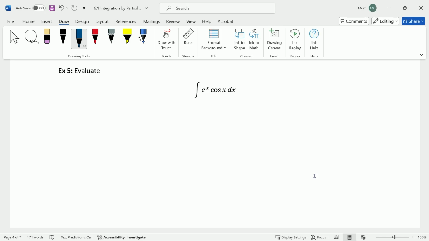In this case, there's no such thing, right? If I take the derivative of e to the x, I just get e to the x. And if I take the derivative of cosine of x, I get negative sine of x. So both of these stay about the same complexity, if that makes any sense. So if they stay about the same complexity, then how do I know which one to pick? I've got this product of two things. It looks like maybe I should use integration by parts.